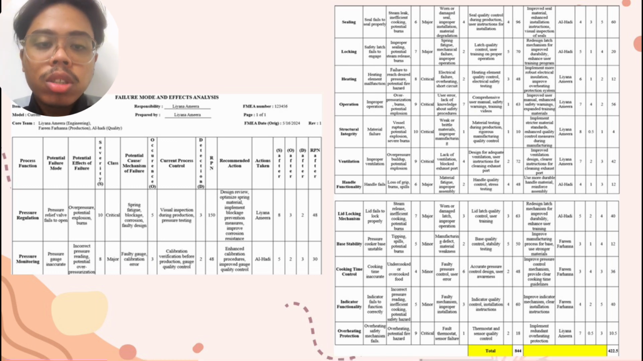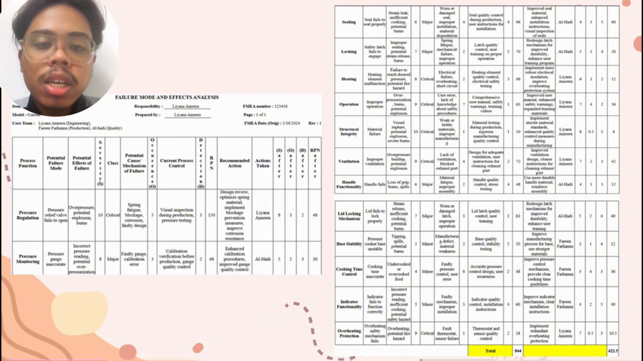The potential causes or mechanisms of failure, such as spring fatigue, corrosion, or calibration error, are then identified. Current process controls like visual inspection and calibration verification are noted, and the likelihood of occurrence and detection of each failure is rated. These ratings are used to calculate the risk priority number, which is RPN, which helps prioritize the failure modes that need the most attention.